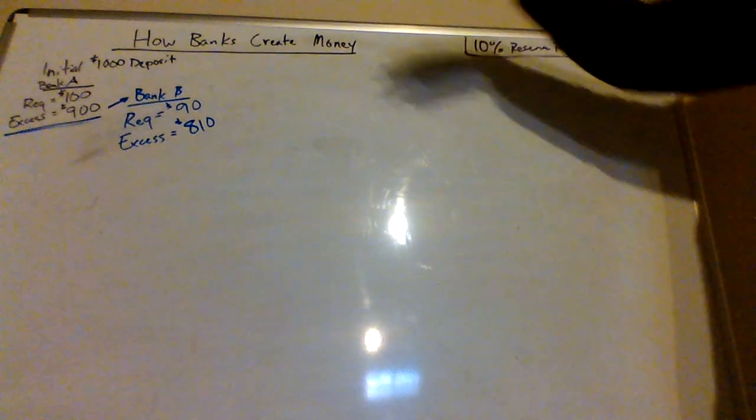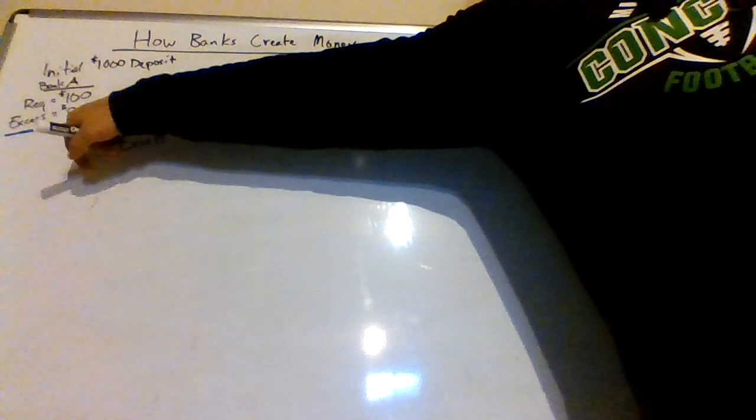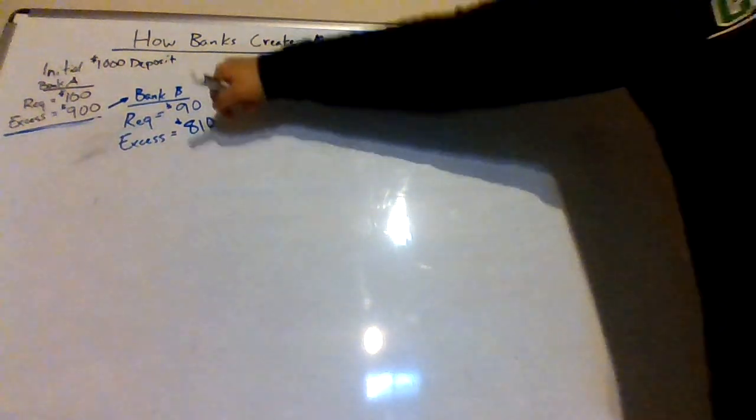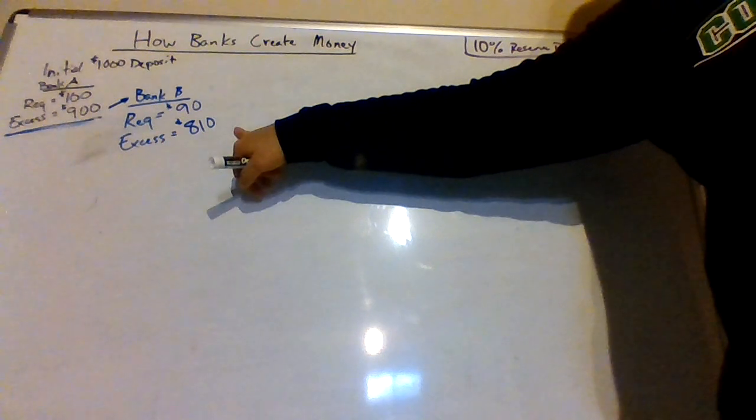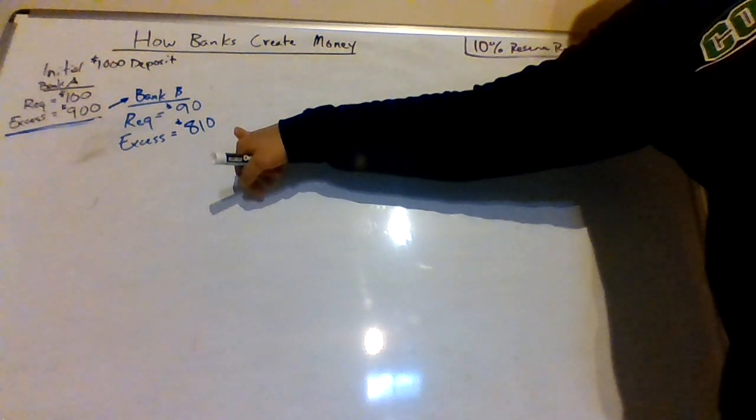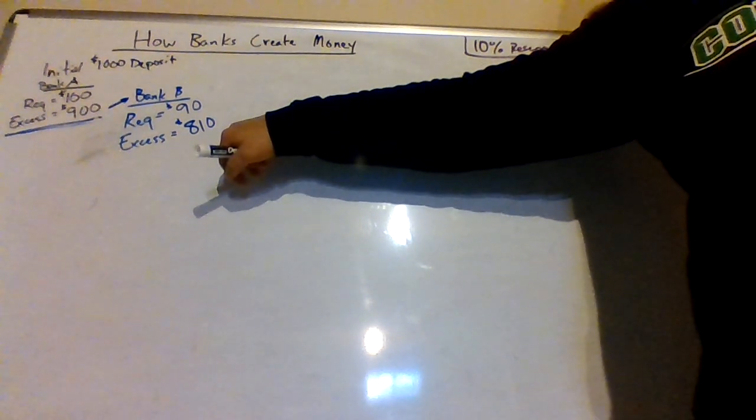So this initial deposit of $1,000 to Bank A has now created an asset that Bank B is able to loan out to people. Not quite 900, but $810.